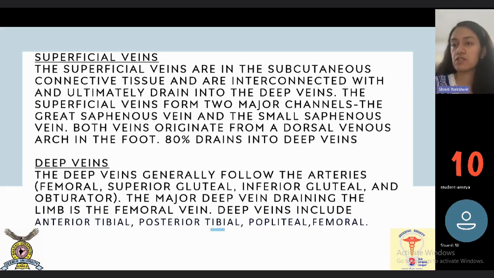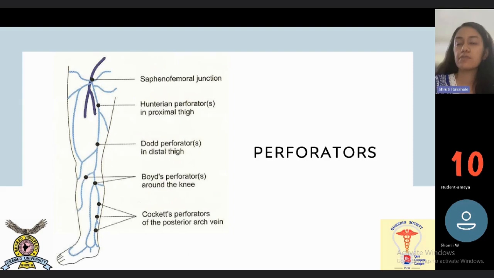Now moving on to the perforators. So the perforators are basically veins which connect the superficial and the deep veins. So the perforators basically include Hunterian perforator, which is present in the thigh, the Dodd perforator, which is present in the distal thigh, and the Boyd's, which is around the knee, and you have Cockett's perforator, which arises from the posterior arch vein.